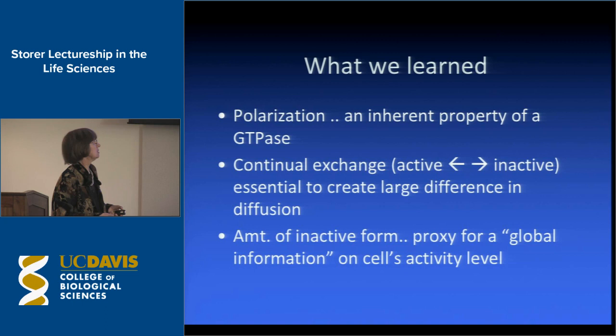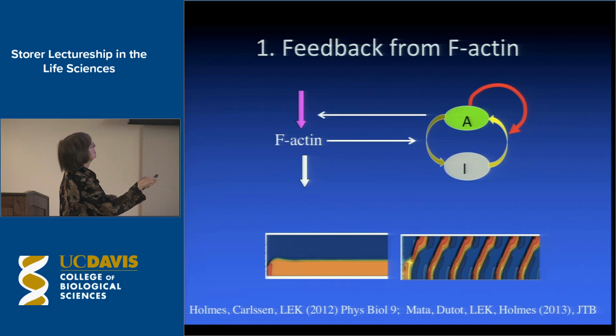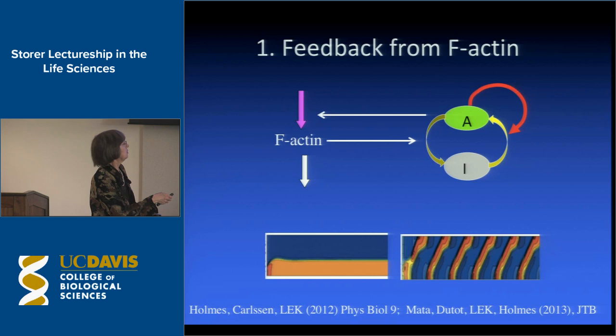This slide is out of order, sorry about that. I'll skip it for now. Feedback from F-actin. Okay, so this is something we studied a while ago in a completely abstract setting where we took the same little active, inactive GTPase module and hooked it up to F-actin. So for instance, we know that Rac can stimulate actin assembly. On the other hand, F-actin might cause inactivation of the GTPases. And so that allows us to have a transition from something that polarizes and just gets stuck to something that produces more interesting wave-like patterns.